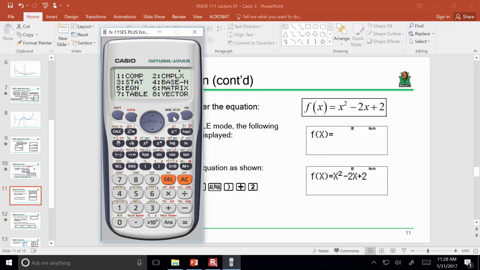So I'm going to go into mode 7 for table. And here's what it's asking: f of x is what? The left-hand side is f of x. The right-hand side is going to be x squared. So I'll do alpha x squared. Now I could do squared one of two ways. I could just push this button, or I could do x to the power of, and then I have to use the arrow key to get down out of the exponent. So to save time, I'll just say x squared, and I'm already out of the exponent, ready to say minus 2 alpha x plus 2.